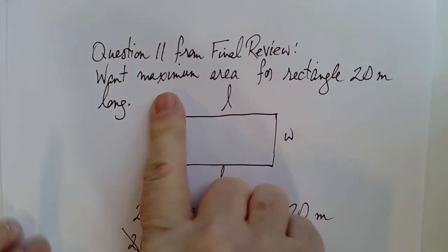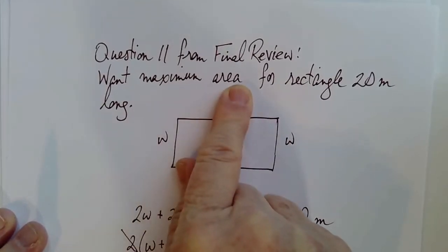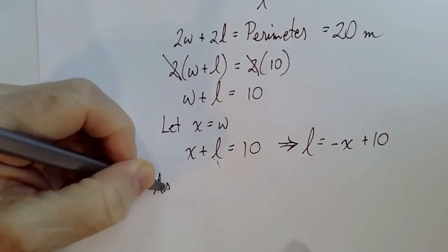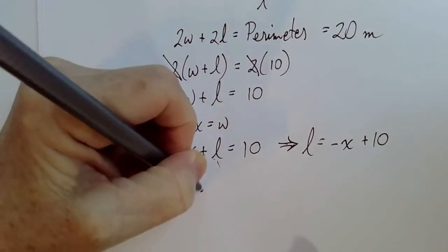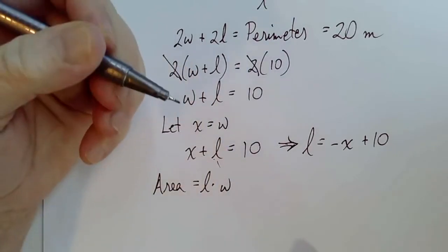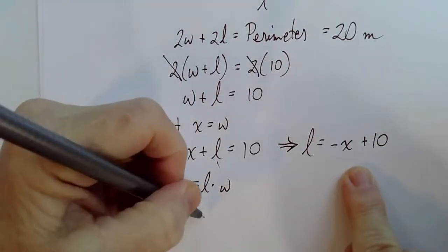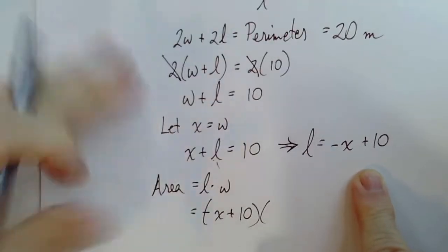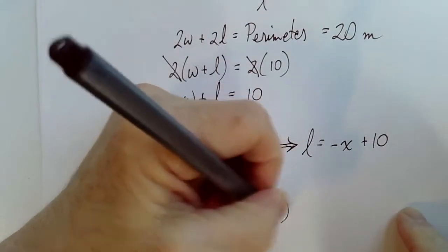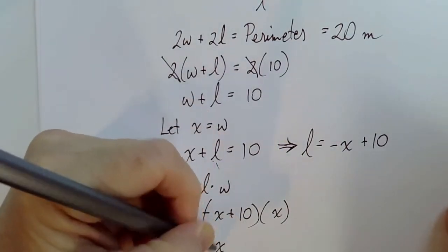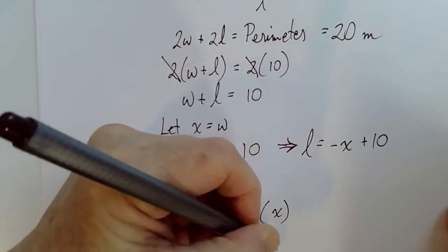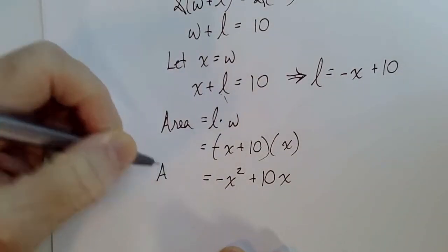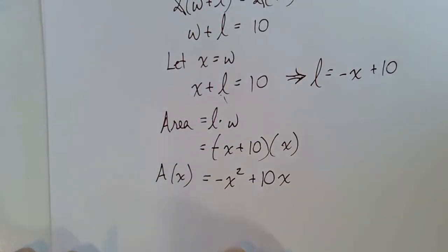And let's go back up here. We're looking for the maximum area. Well, let's write the statement for the area. Area for a rectangle is length times width. The length was negative X plus 10. The width was X. So we get negative X squared plus 10X is the formula for, or the function for, the area, where X is the width.